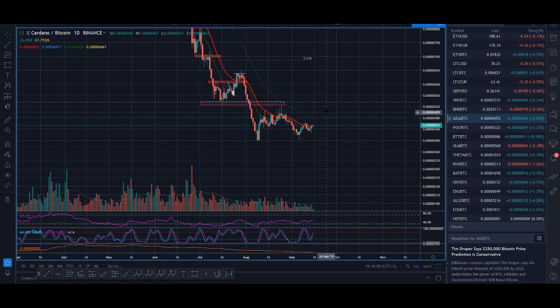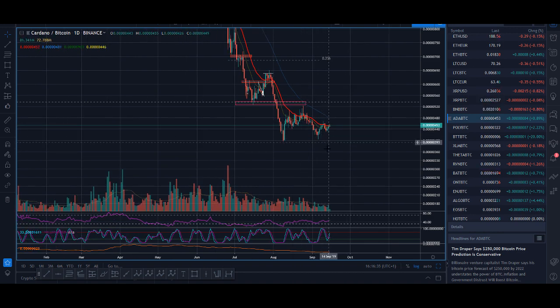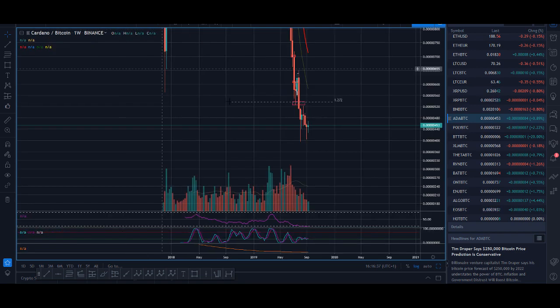If ADA breaks out above there, I'm going to be looking to buy ADA. If ADA breaks below this level, guys, I won't be interested in ADA at all. So I really do not want ADA to break down below here, guys. That will be bearish for ADA. So we need to see ADA break above for me to be interested in ADA, guys. There's not too much else I'm looking at for ADA at the moment.